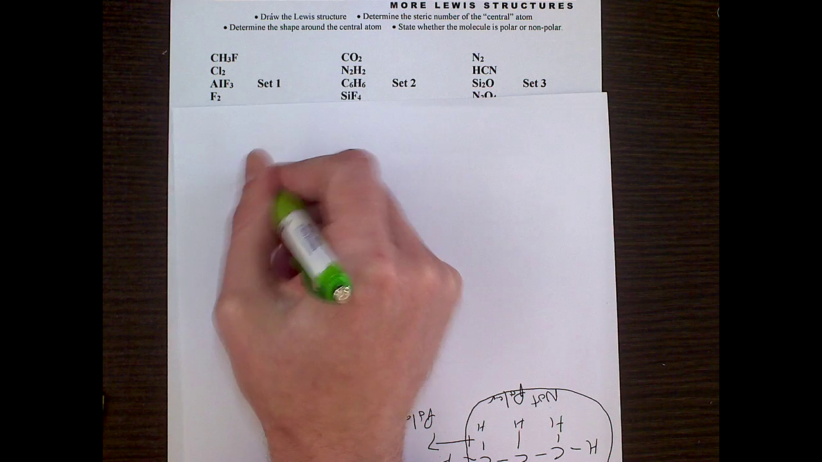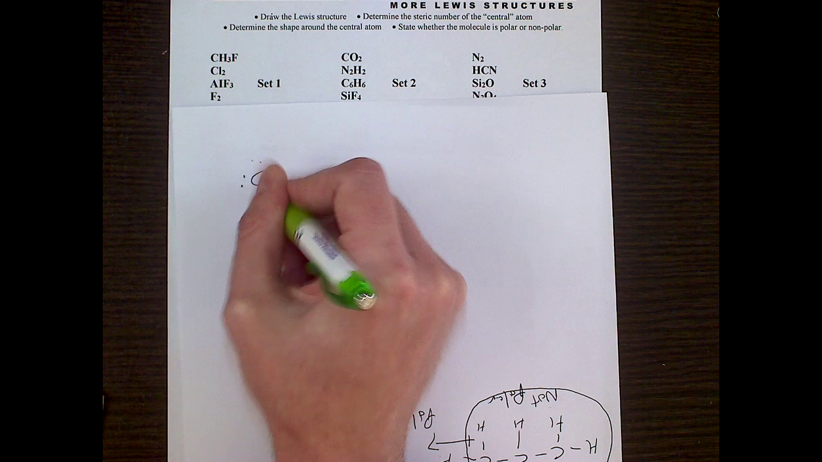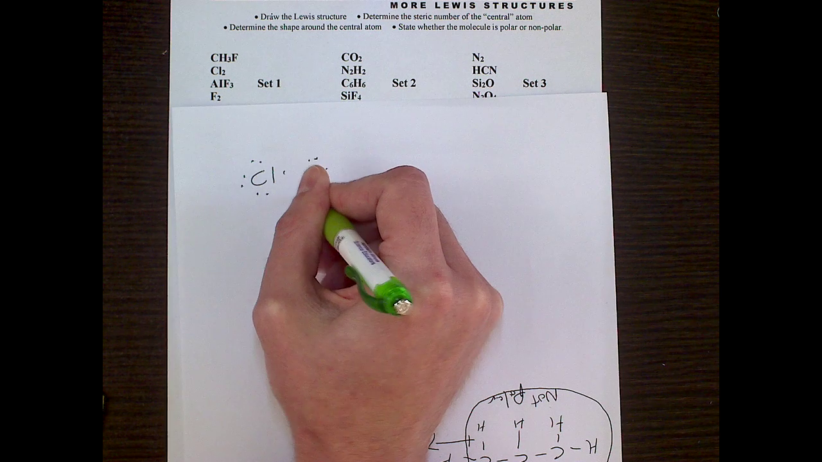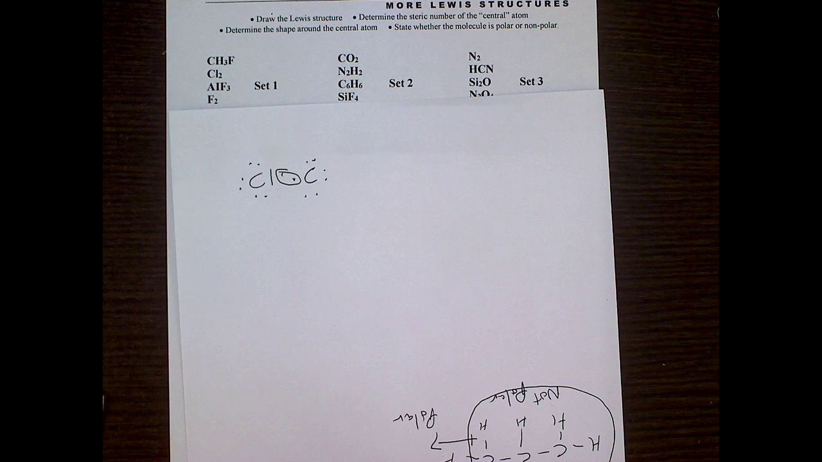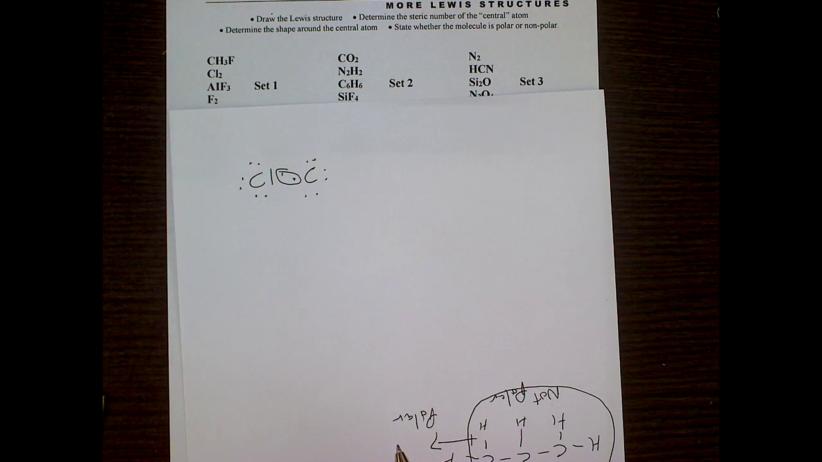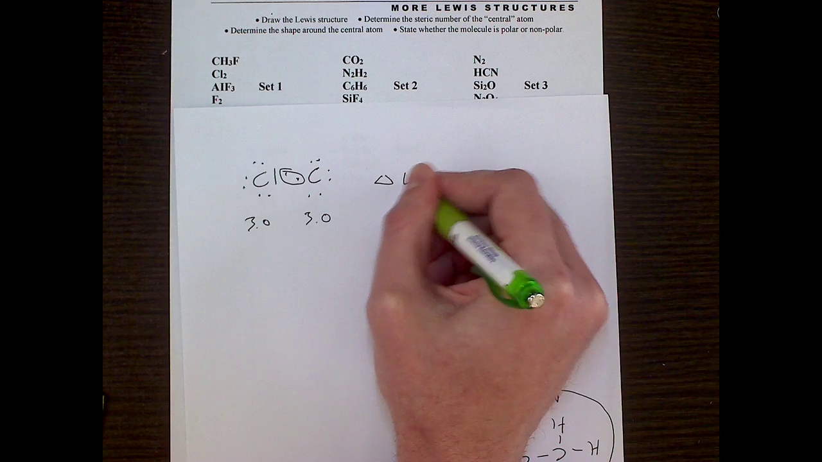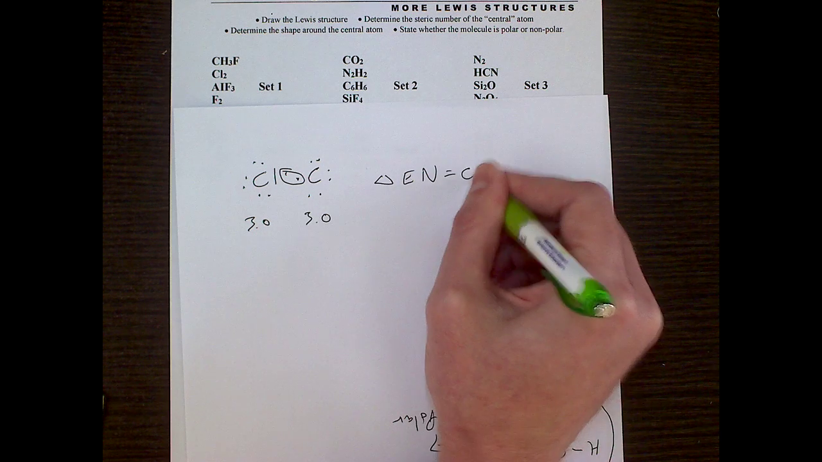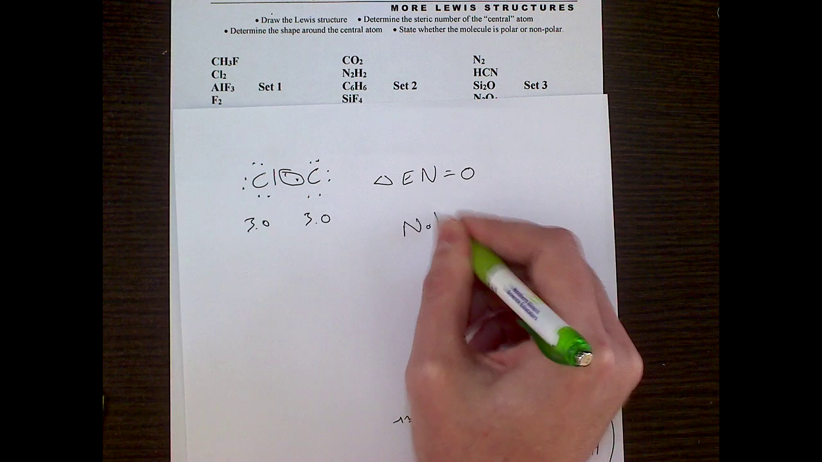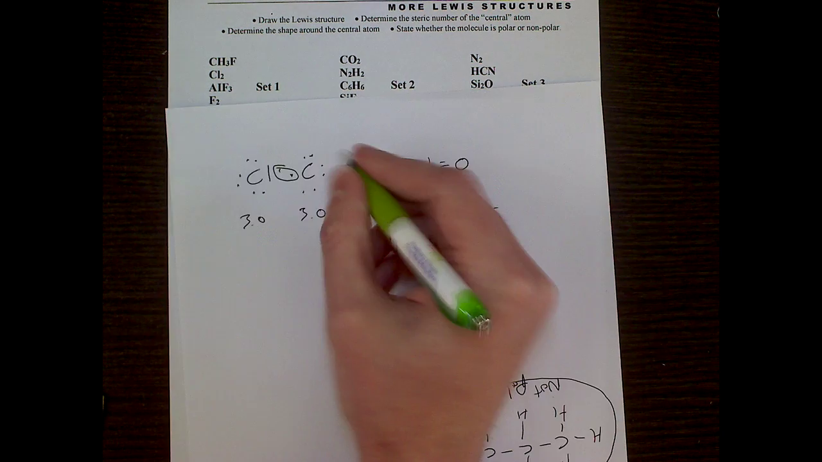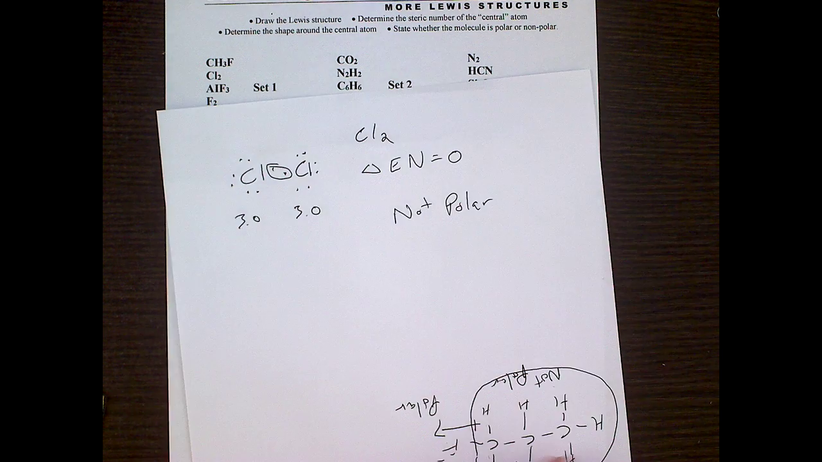All right, I want to walk you through a couple more of these. Let's do Cl2. It's a fairly simple one. Chlorine has its 7 electrons, and I'm going to put 2 of them together. This one is not going to have a shape of its own. It's going to bond like this. Chlorine's electronegativity is really high. It's a very attractive element, 3.0 and 3.0. But its delta EN, the difference in electronegativity, is 0. So there is no dipole. This is not polar.